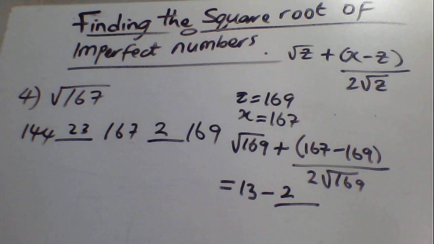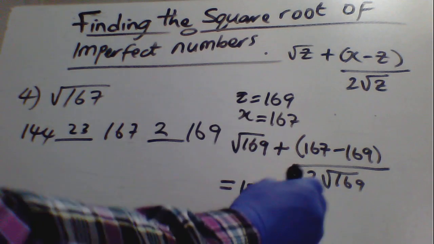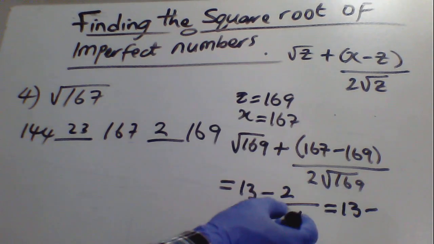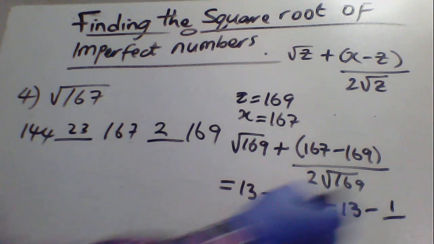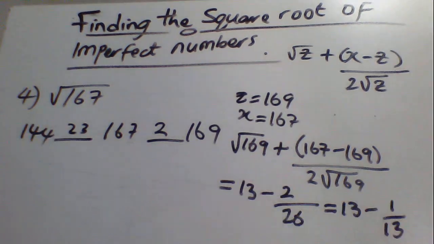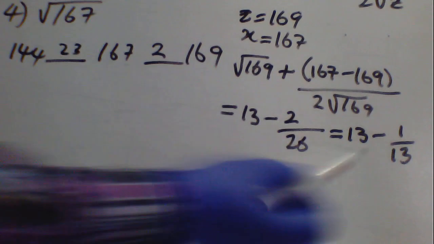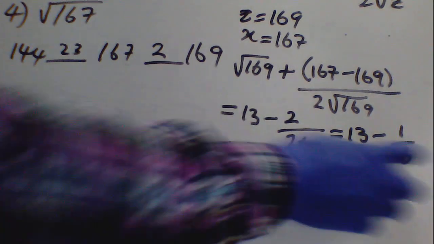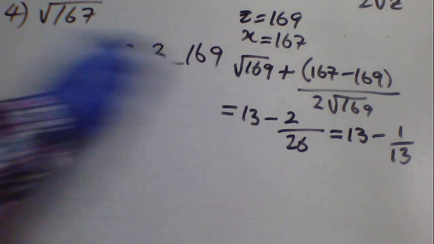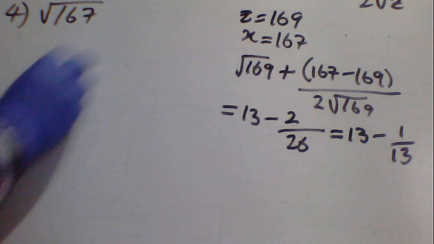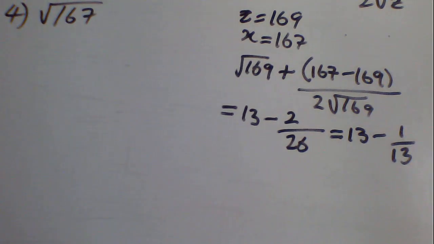The square root of 169 will give us 13. 13 times 2 will give us 26. So from here we have 13 minus 1. 2 divided by itself will give us 1. 26 divided by 2 will give us 13. So that is it. The next thing is to find the decimal part of this. Since it's now in the fraction form, you have to convert it to decimal. To do that, since we are not using a calculator, you have to perform long division.